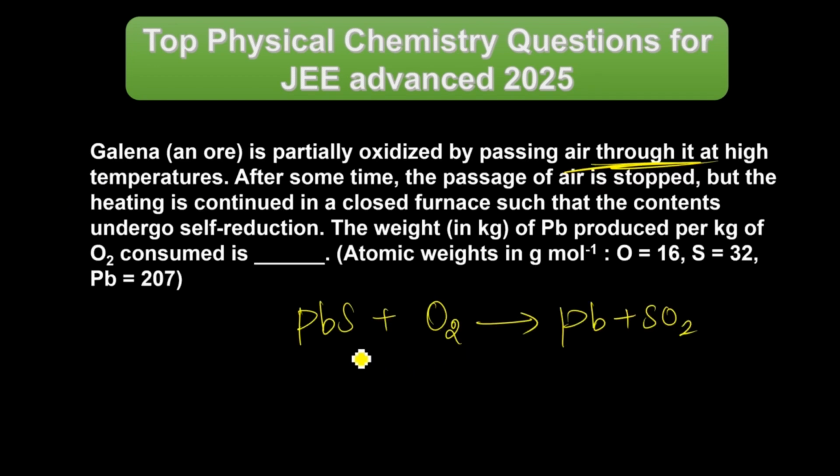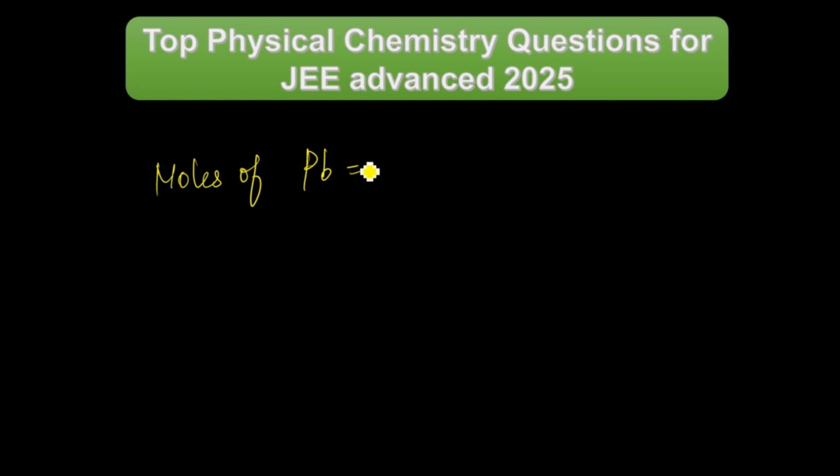So you can see the 1:1 ratio is followed here everywhere. The reaction is already balanced. So if I am finding moles of Pb, which is equal to moles of O2 as well. Moles of O2, how I can find it out, which is nothing but per kilogram they are asking.